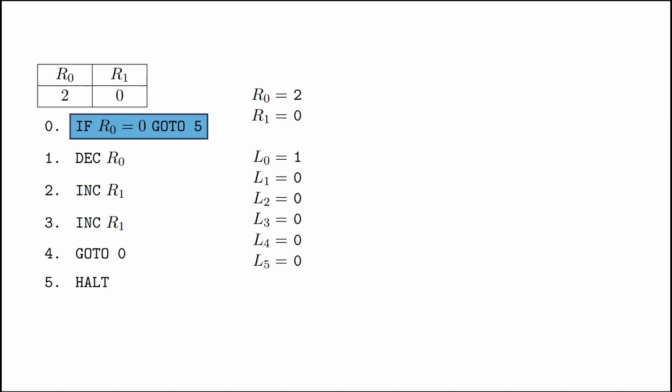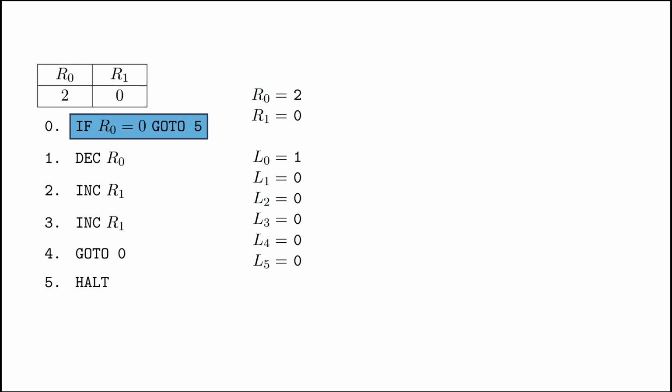So at this first step, our registers read 2 and 0, and we'll jot that down on the right in variables R0 and R1, and we're looking at line 0 in our code. We always start at line 0, that's the convention, so I'm going to write a 1 in the variable L0 and zeros in the variables for the other lines of code. So each L corresponds to one of our lines of code. We're going to put 1s to tell us which line of code we were executing.